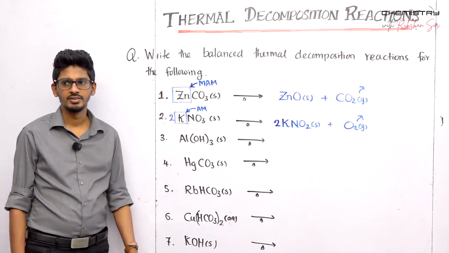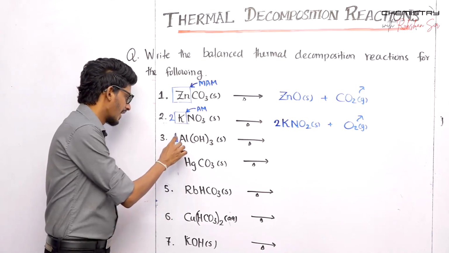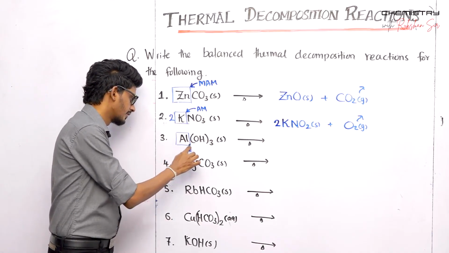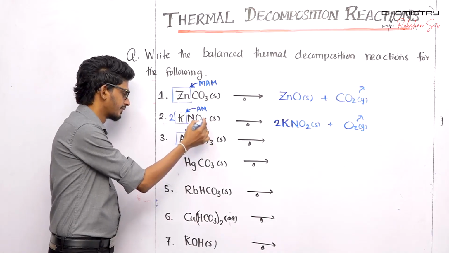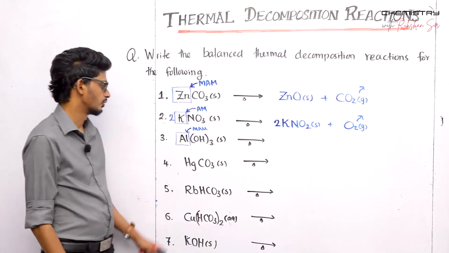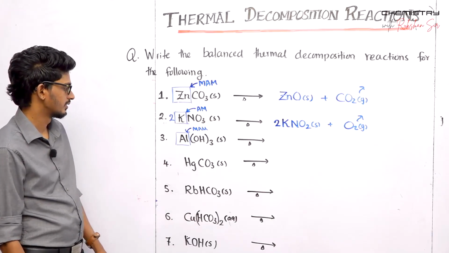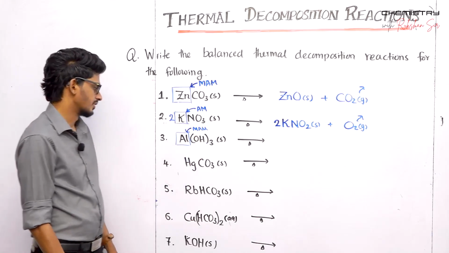Right. Next one. Third one. Aluminium. Aluminium comes under moderately active metal. It does not belong to the active 4 or the inert 4. So that will be a moderately active metal. So, moderately active metal hydroxide decomposition.